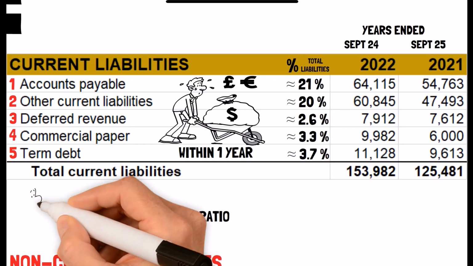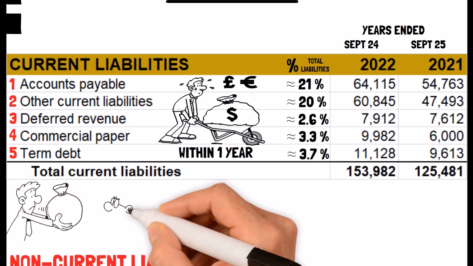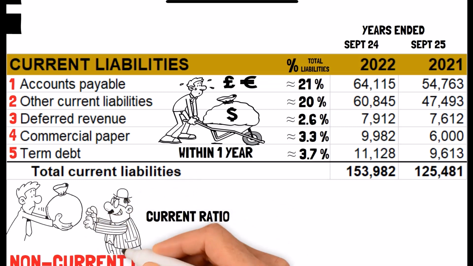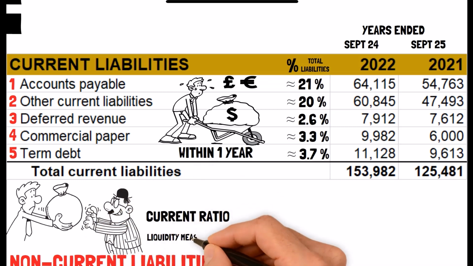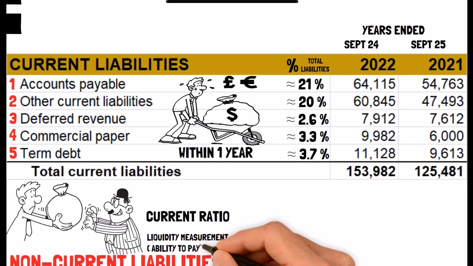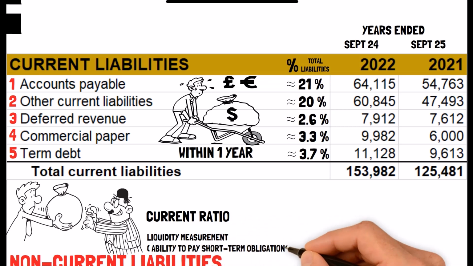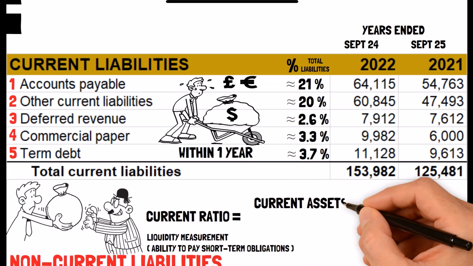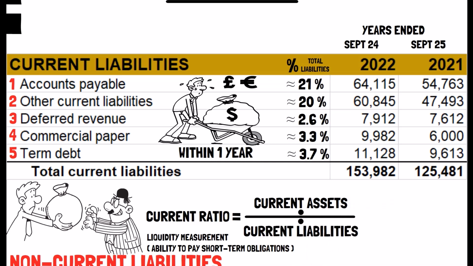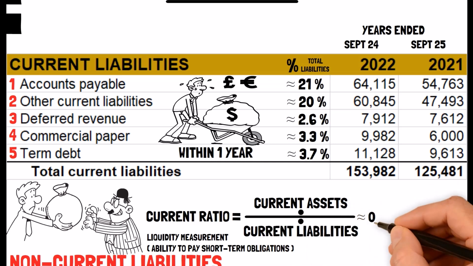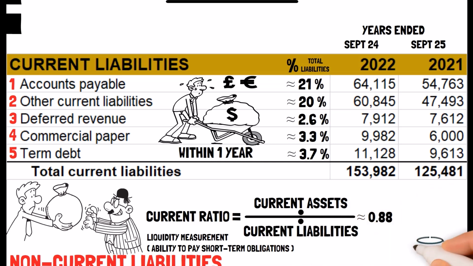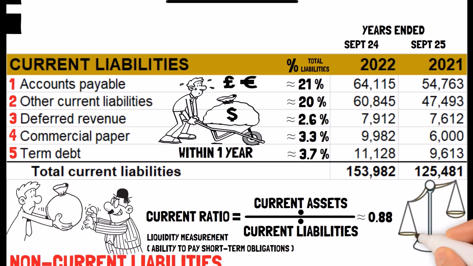The current ratio can be used to see the relationship between current assets and liabilities. It is a liquidity measurement representing the ability to pay short-term obligations. By dividing the current assets by the current liabilities, it shows a quotient of 0.88. This means that the company cannot pay off or cover all its short-term obligations, those within 1 year, with its current assets, as the quotient is under 1.